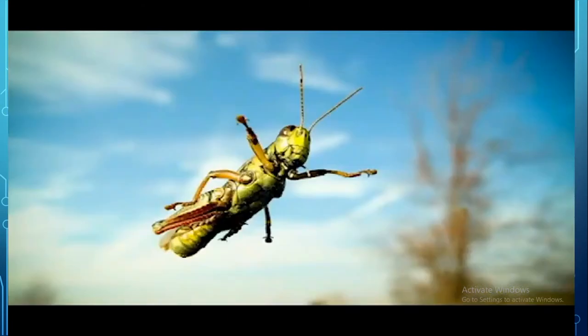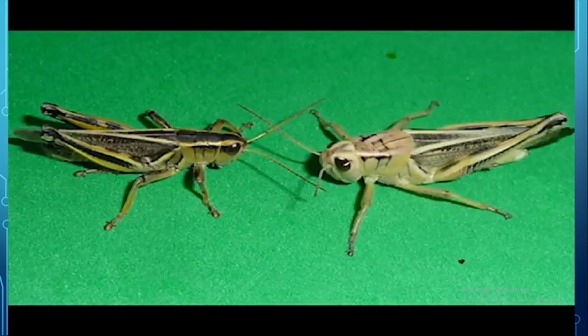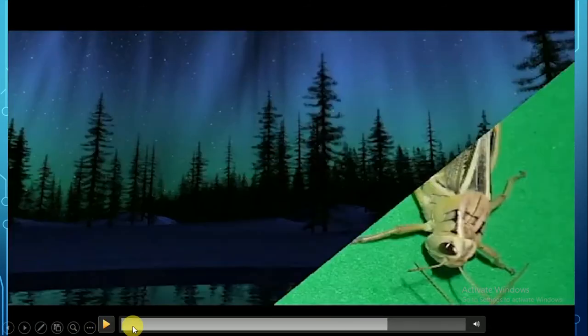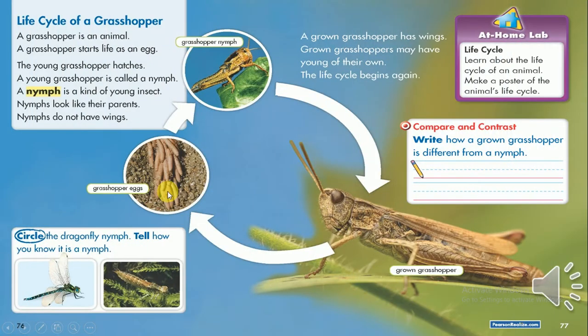In the final stage, the grasshopper has become an adult grasshopper. The grasshopper develops long and powerful legs. After the grasshopper is fully mature, it searches for a partner to continue the life cycle. Okay, as you see in the last picture, the adult grasshopper has wings. If we open the book page 76 and 77, you're gonna find this lovely life cycle of the grasshopper.